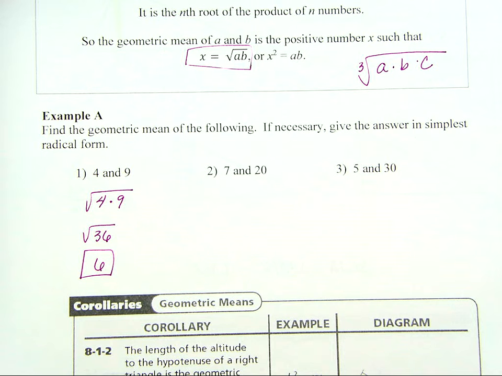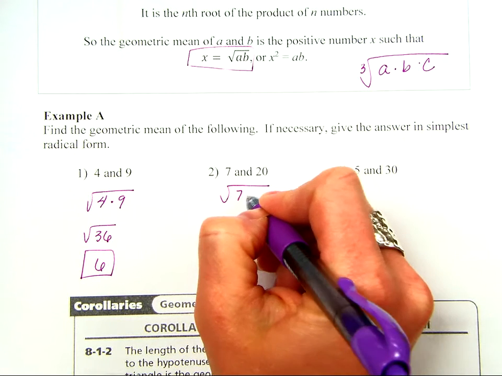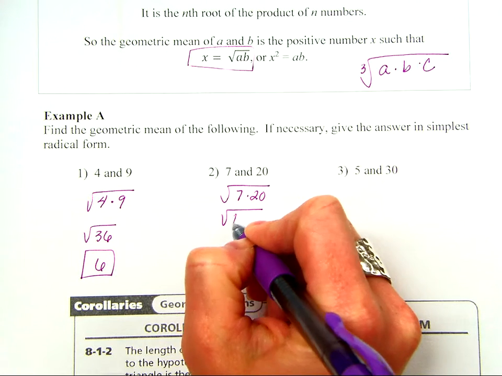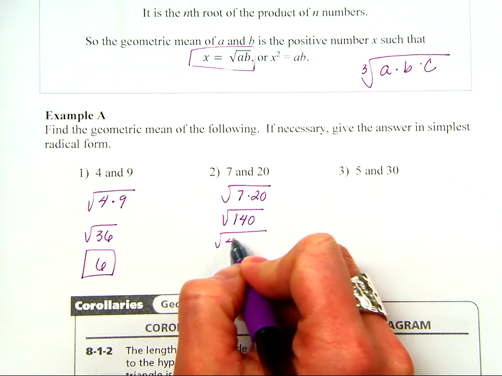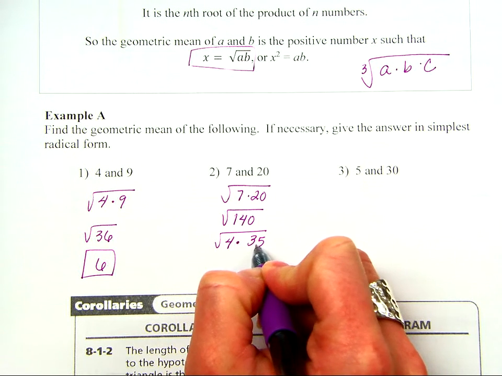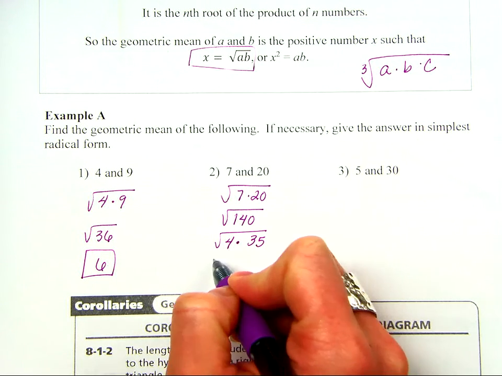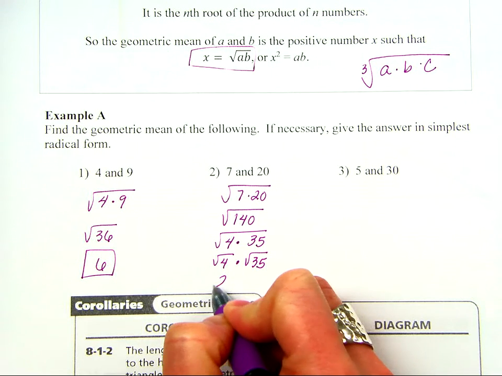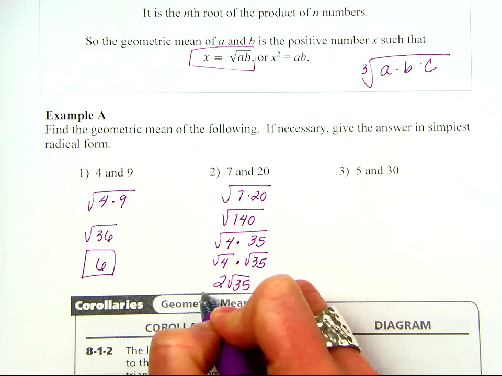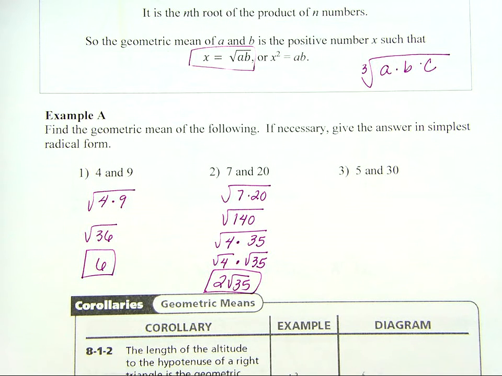If I take a look at finding the geometric mean for 7 and 20, well, 7 times 20 is 140, and 140 is not a perfect square number. But we can break it down a little bit. We can simplify. We're going to give our answer in radical form. 4 goes into there 35 times. And if you remember, I can break that up, the square root of 4 times the square root of 35, for a final answer of 2 root 35. That would be simplest radical form.